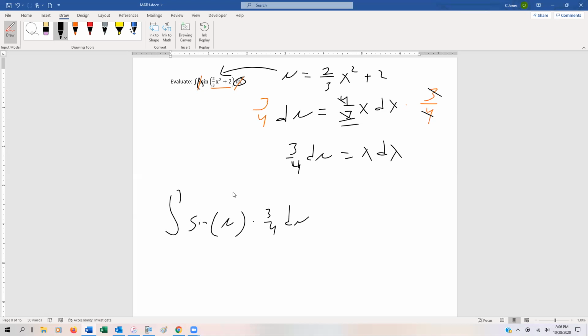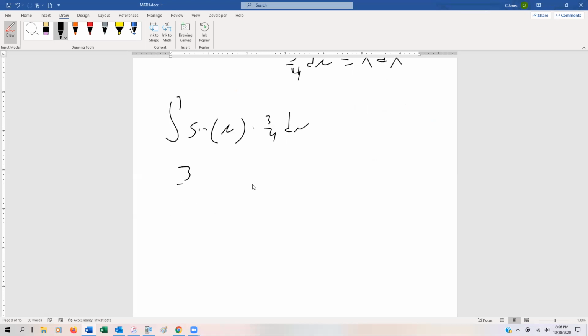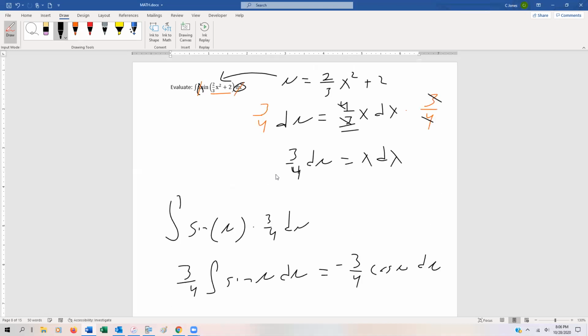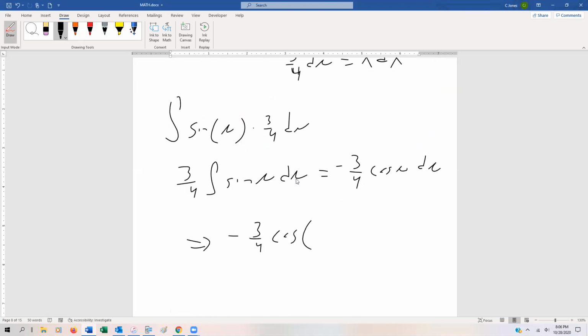Of course, we can factor out the 3/4. So 3/4 integral of sine u du. And that's just going to be equal to negative 3/4. So remember, when you take an antiderivative of sine, it's a negative cosine. Right? And then finally, we're just going to back substitute for u. So our answer, negative 3/4 cosine of, I believe it was 2/3 x squared plus 2.